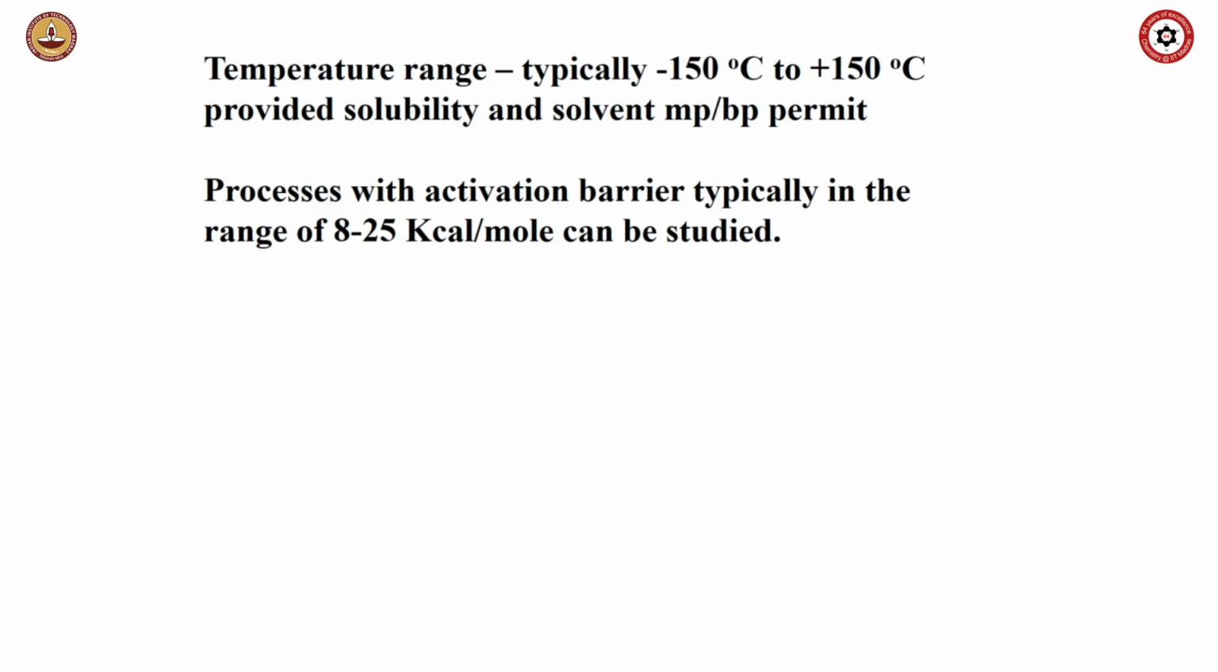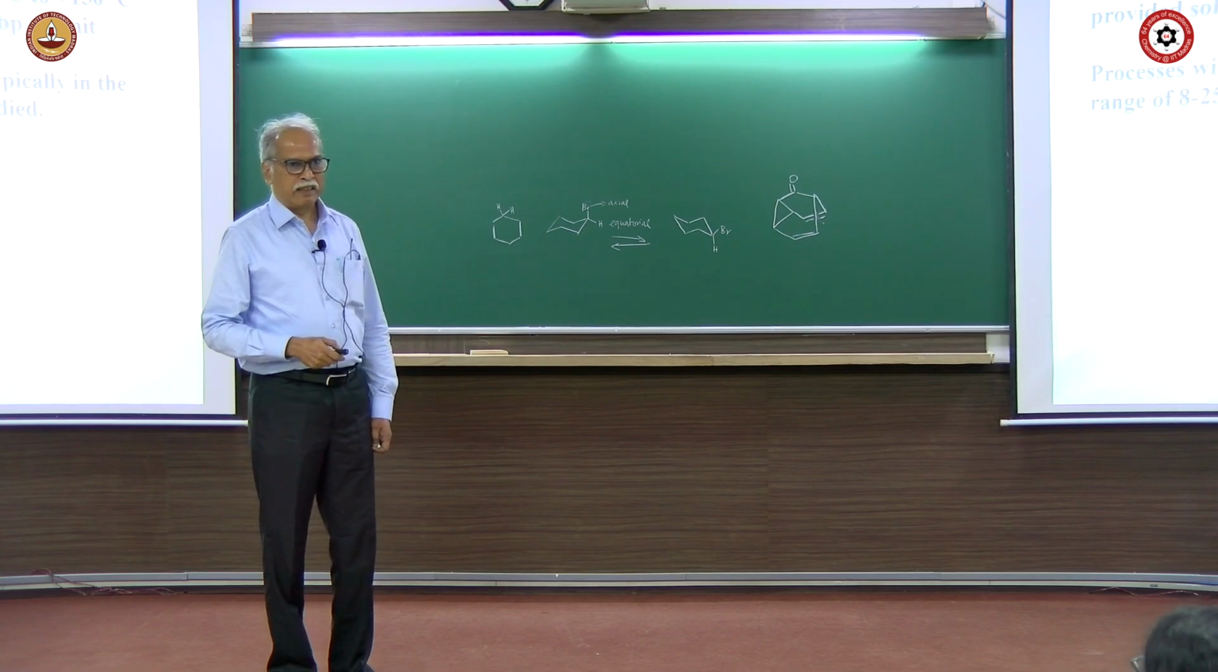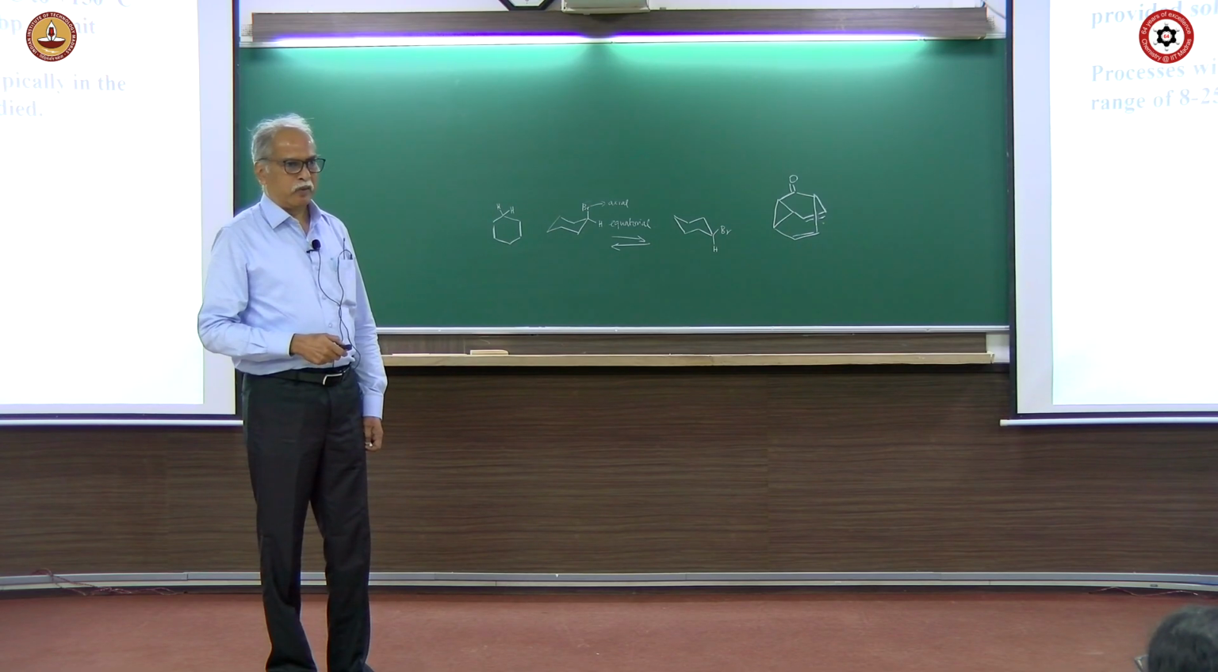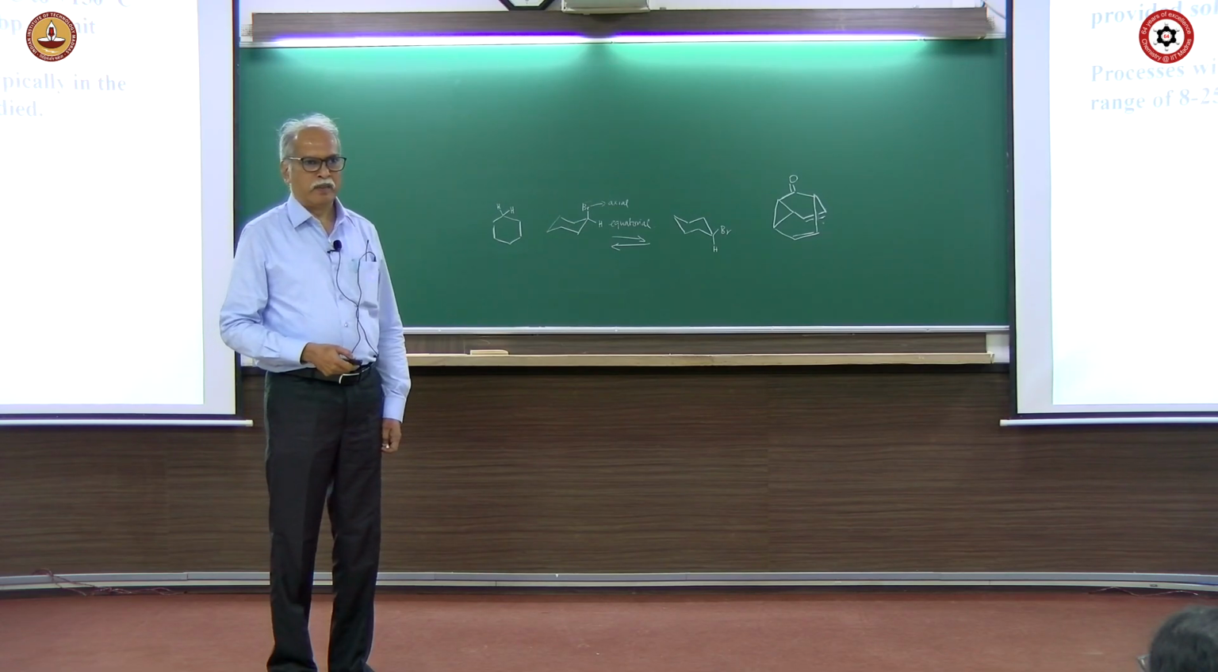So this temperature region gives you access to the activation barrier, typically in the range of 8 to 25 kilocalories per mole. The dynamic process has an activation barrier. The chair form, one form going to another form, has an activation barrier of about 10 kilocalories per mole.